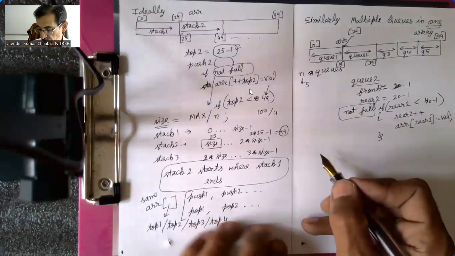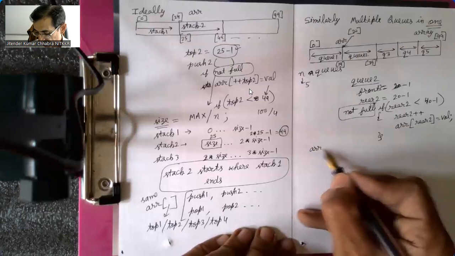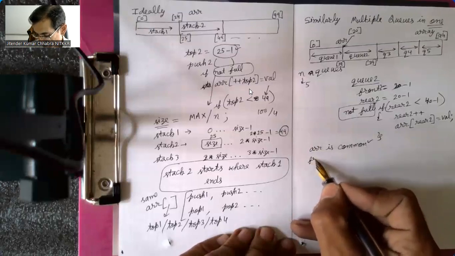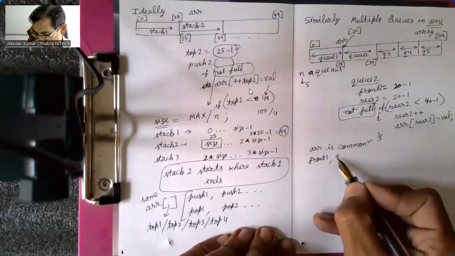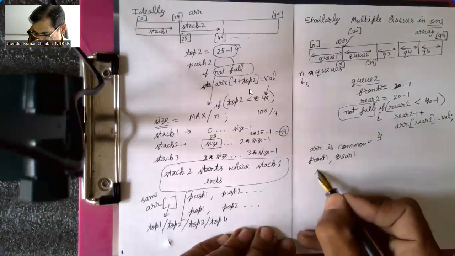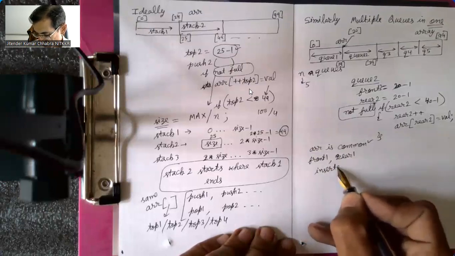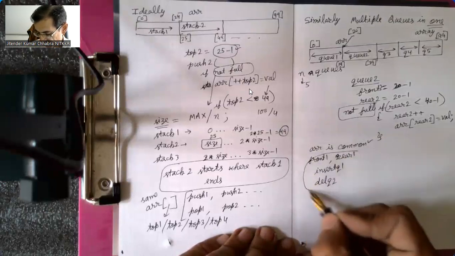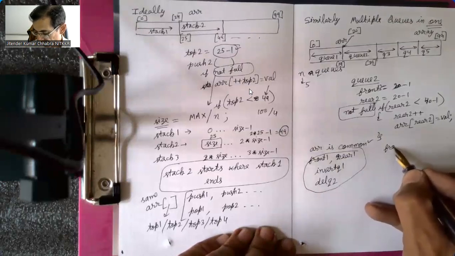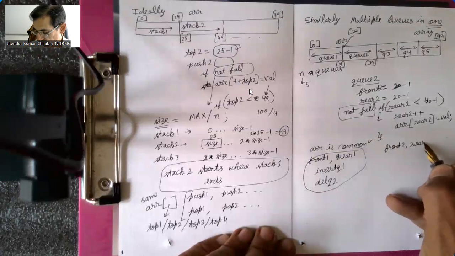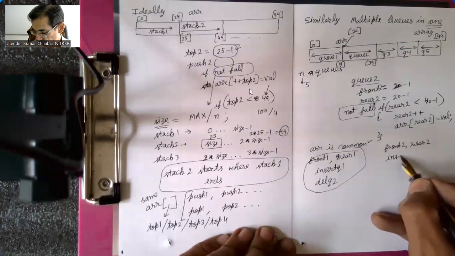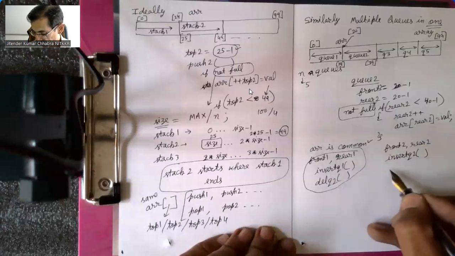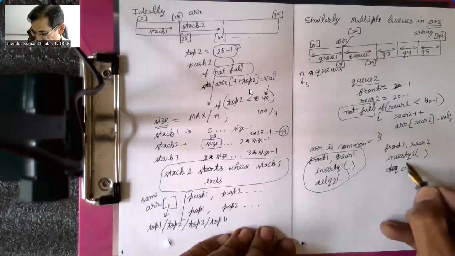So if I want n queues to be implemented, ARR is common, and I will have front 1, rear 1, insert Q1, and similarly delete Q1 as one set. Similarly, front 2, rear 2, insert Q2 as a function, and delete Q2 as another function.